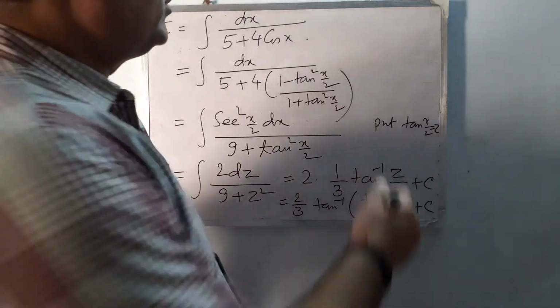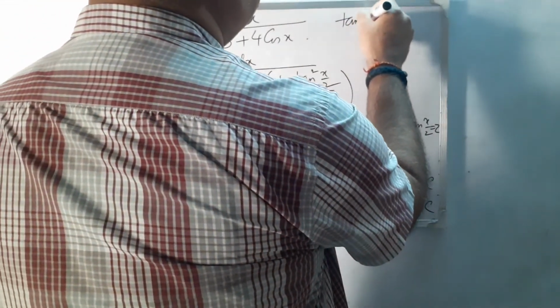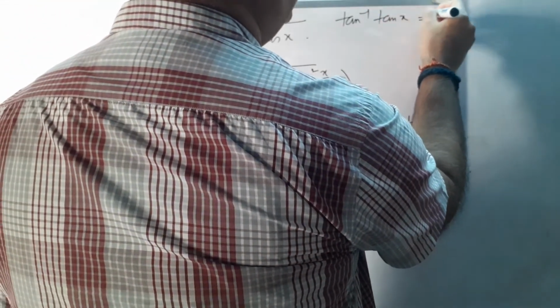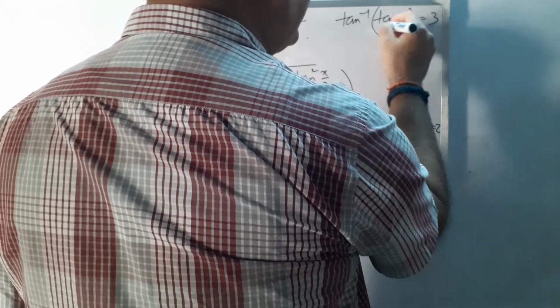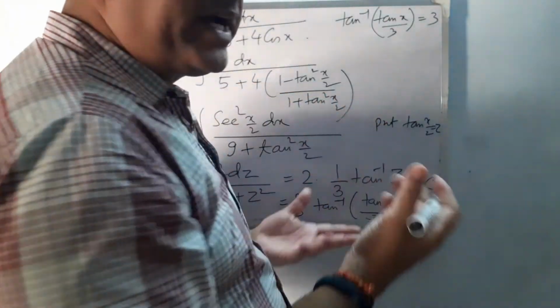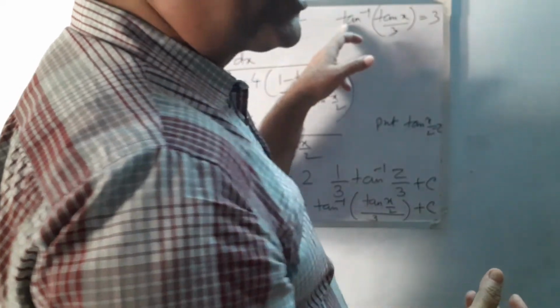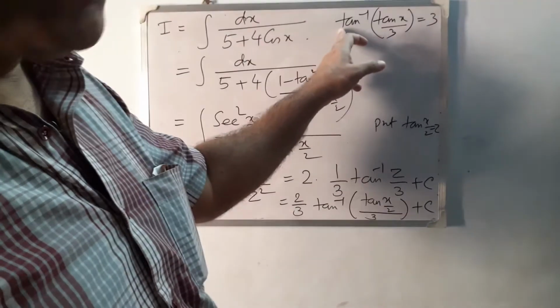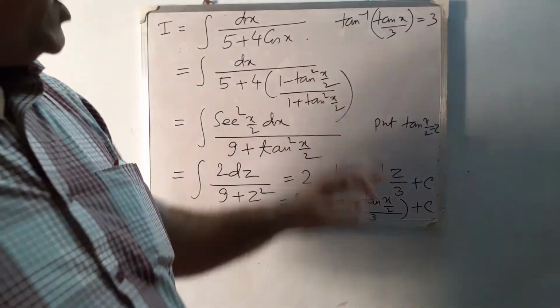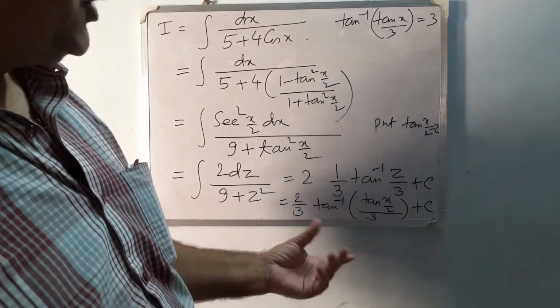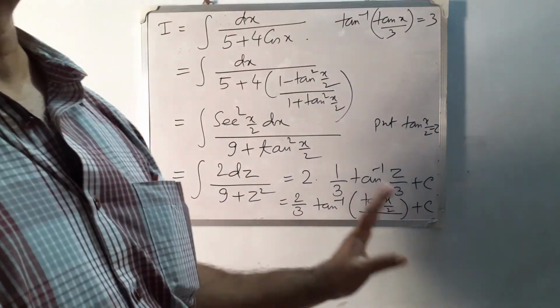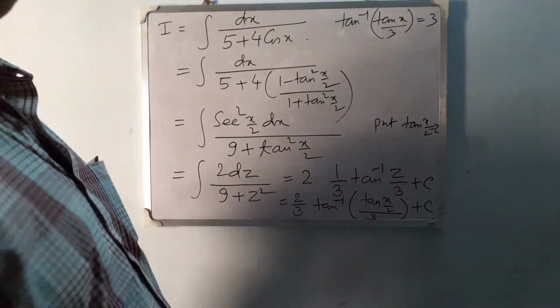So we know the formula that tan inverse tan x is equal to x. But here, if in the place of tan x we have tan x by 3, how can you remove it? So it is not possible for you to remove this. So do not try to remove it. Whatever is here, you just write this as your answer. So the answer will exist in this form.